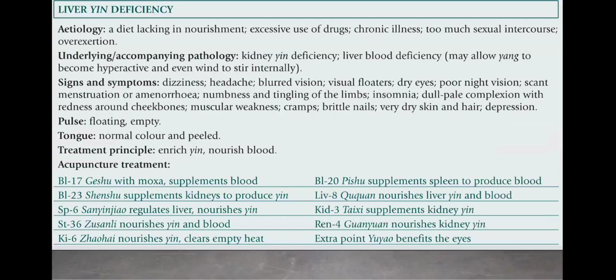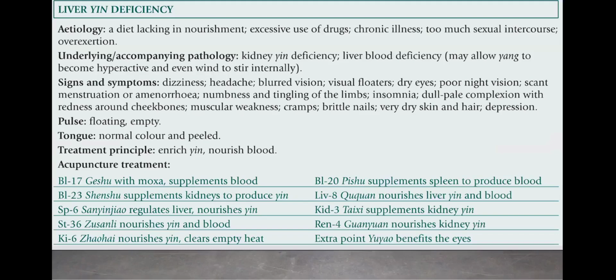For the summary of liver yin deficiency, the etiology: a diet lacking in nourishment, excessive use of drugs, chronic illness, too much sexual intercourse, overexertion. Underlying accompanying pathology: kidney yin deficiency, liver blood deficiency, which may allow yang to become hyperactive and even wind to stir internally.